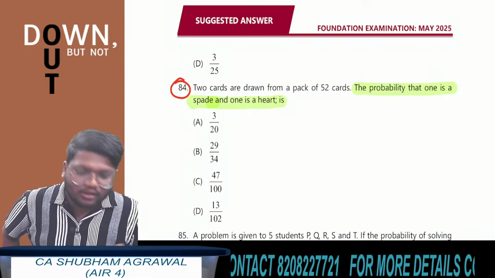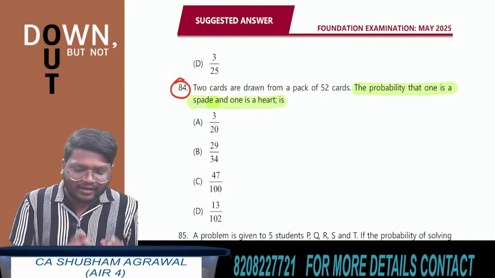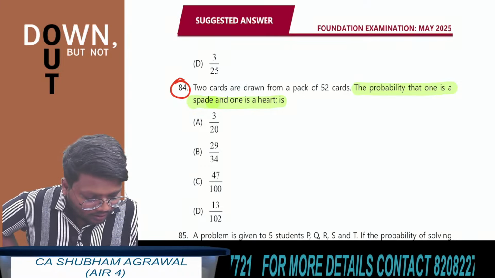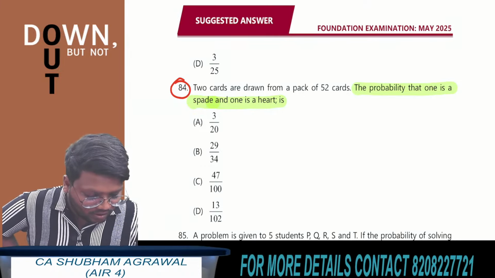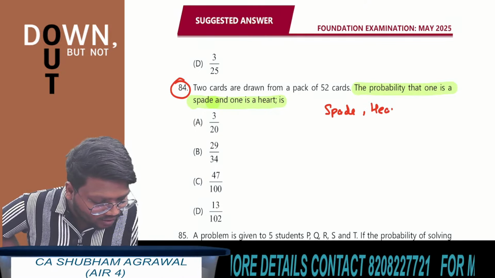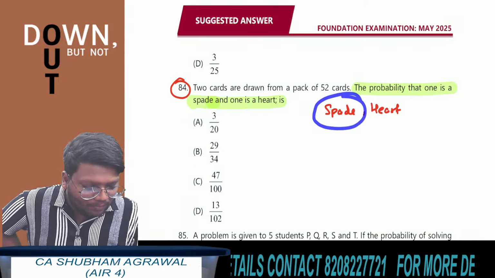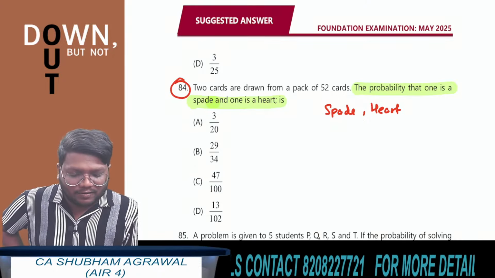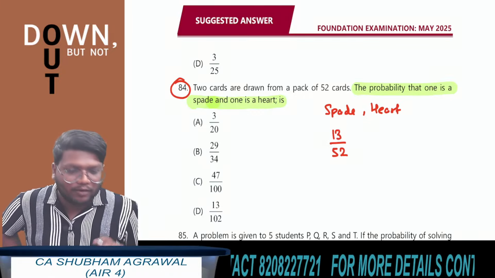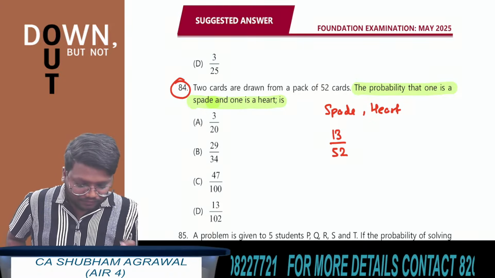Now see how to solve this question. Either you can use the concept of combination here, or you can get the answer directly. Let's say the first card which we are picking is of spade and the second card is of heart. Now tell me, what is the probability that a card drawn at random is of spade? There are 13 cards of spade and the total number of cards is 52. So 13 by 52. Clear?